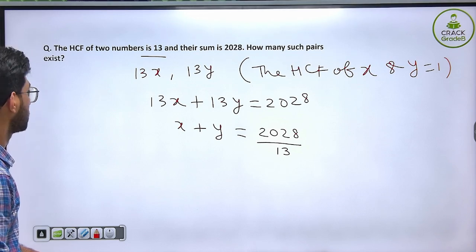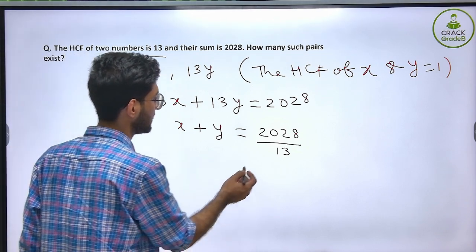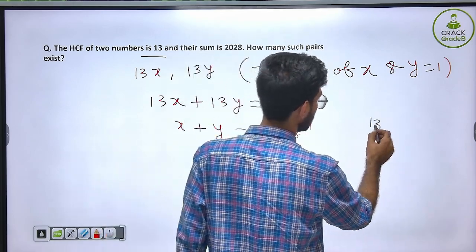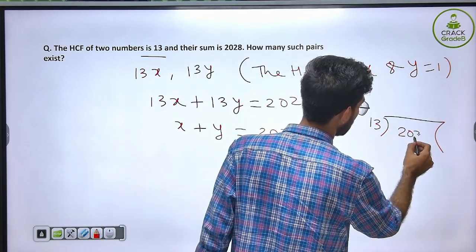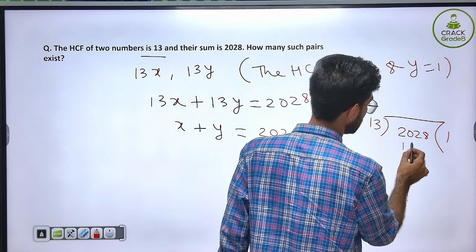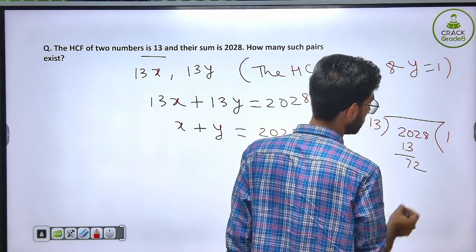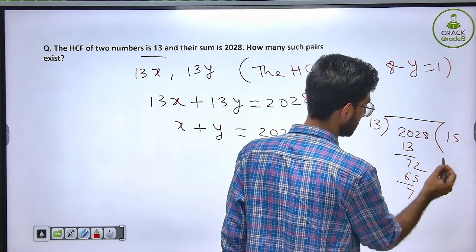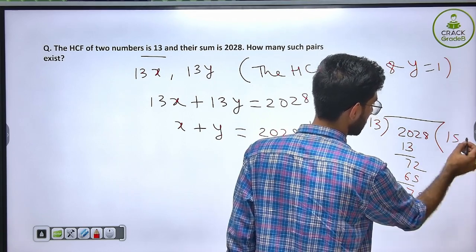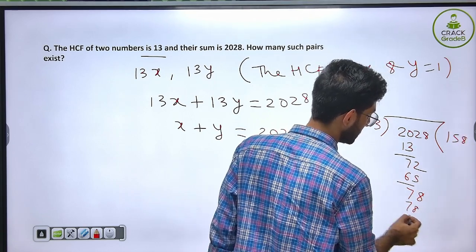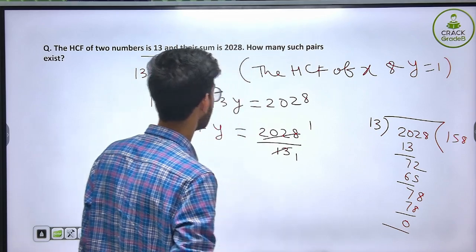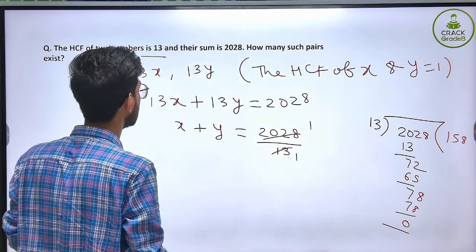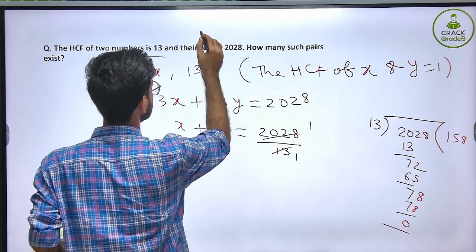Right? Similarly, now let us divide it here. 13, 2028. 13 into 1, 13. Then 13 into 5, that is 65. Then 78. See, we are missing one thing, that we are getting 158. That is a larger number. There is some kind of mistake.